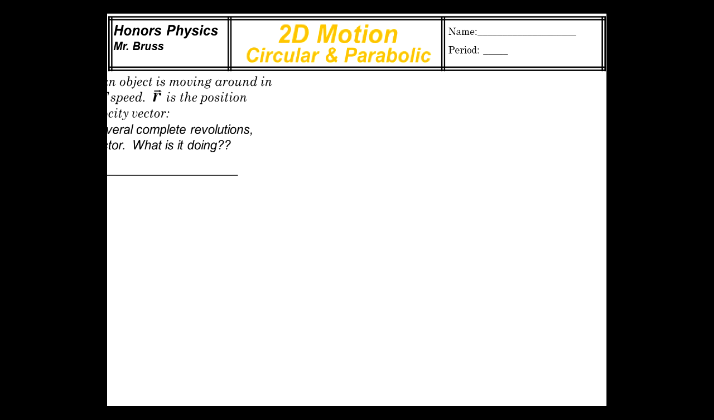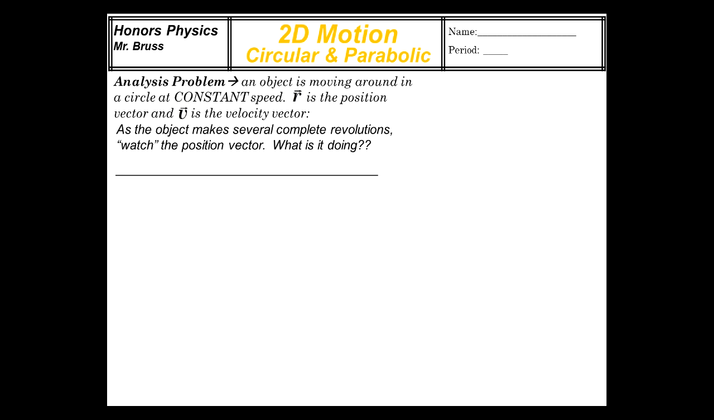We are now going to start a unit on two-dimensional motion, and that includes circular and parabolic. So first we're going to analyze circular motion, and first consider an object moving around in a circle. I usually put an object on a string and twirl it overhead, so you can think of that. Maybe this is looking from the top, looking down on it, and the object is moving around the circle.